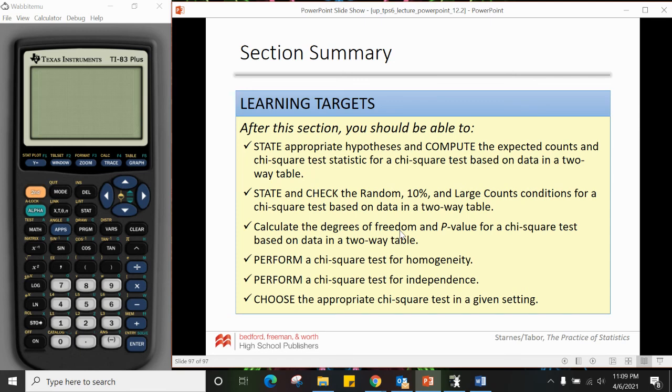Then you can use your calculator or the chi-square table to find your p-value based on that chi-squared number and the degrees of freedom. And then the other two are perform a chi-square test for homogeneity. Remember, that's multiple samples, while the test for independence is one sample. All right, and that kind of highlights the last thing.